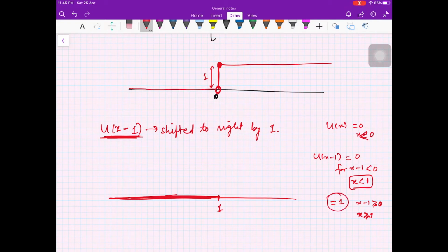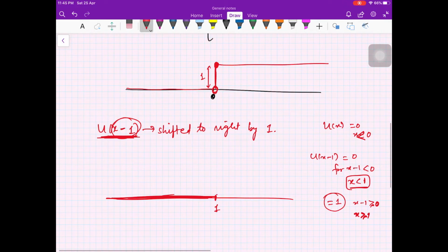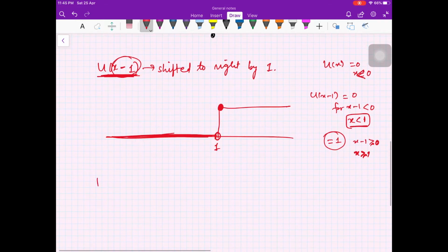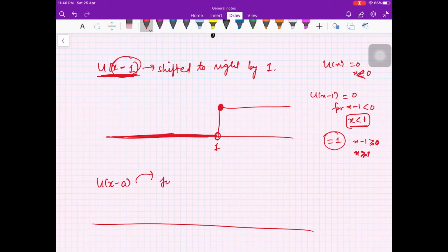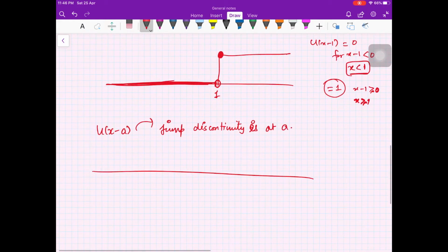So that is why your point of discontinuity will be shifted to 1 when you replace x with x minus 1. So your graph will look like you have this jump discontinuity at the point 1, right? And similarly, if you have u of x minus a, then it means that your jump discontinuity is at the point a, which can be negative or positive, whatever it is, at a, right?